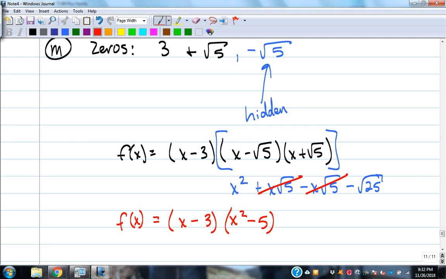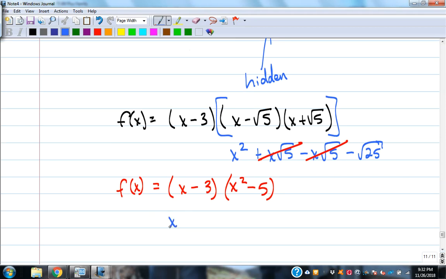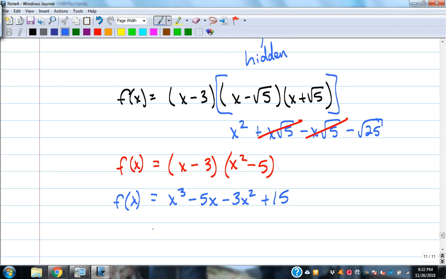Now we need to multiply these two together, and that's it. X times x squared is x cubed. X times negative 5 is negative 5x. Negative 3x squared, positive 15. All we got to do at the end here, just put it in the right order. The easy part. X cubed minus 3x squared minus 5x plus 15.